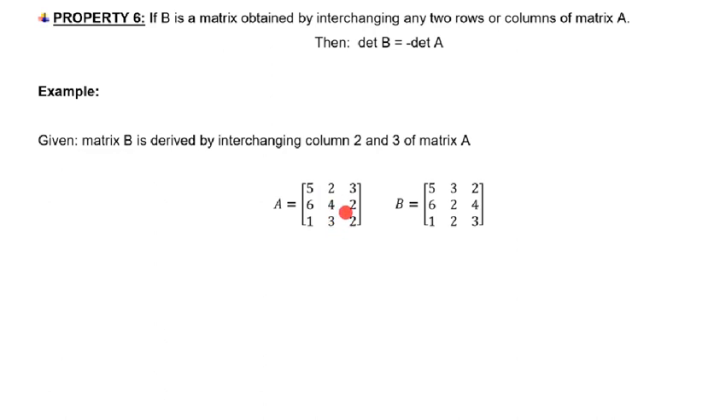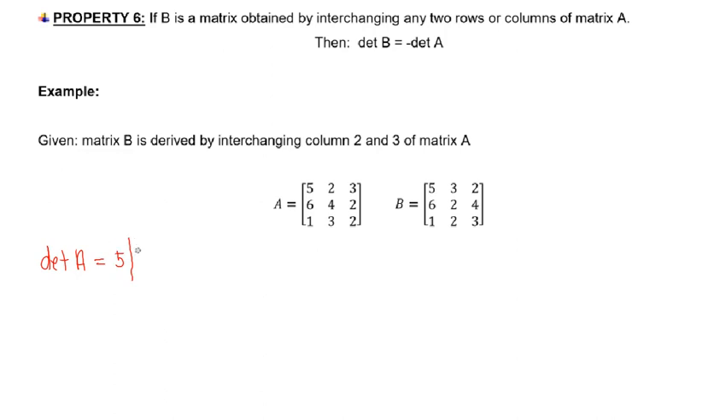So, let's check if this is true. So, let's start first with the determinant of A. So, we need to find the determinant of A. So, let's check if the property is correct. So, determinant of A. Say, we use again the first row as our coefficient.